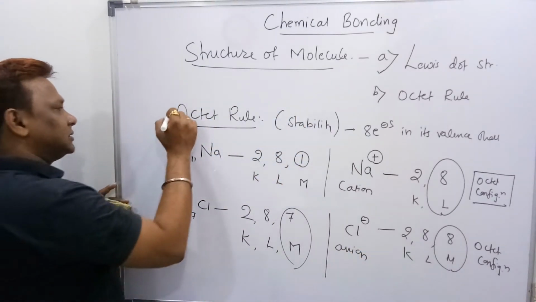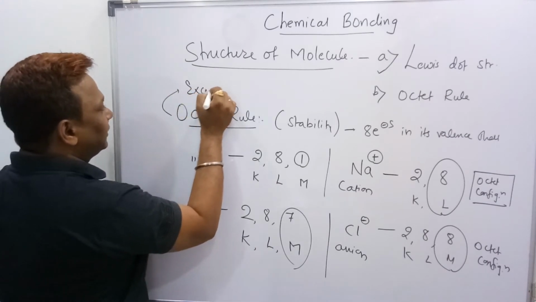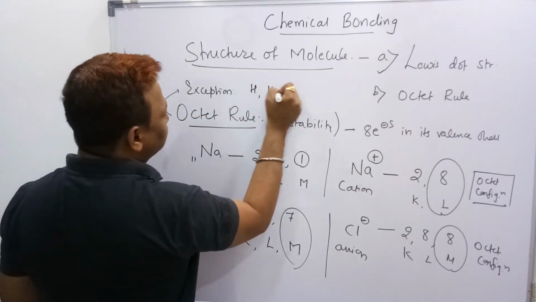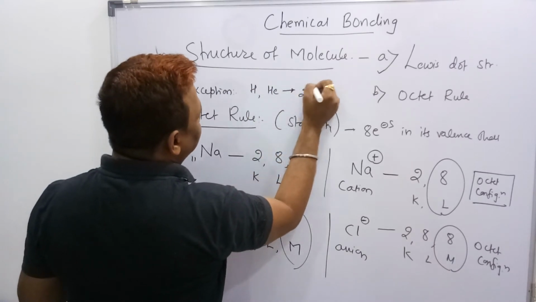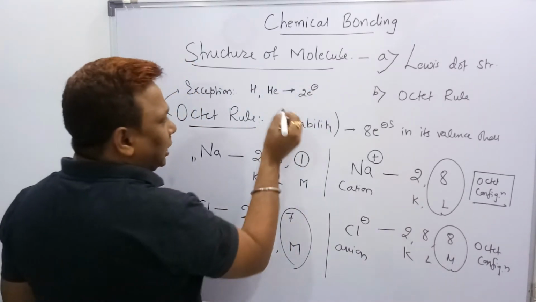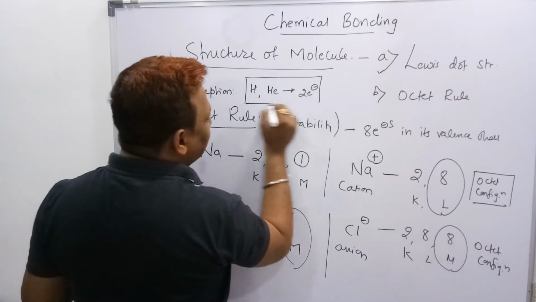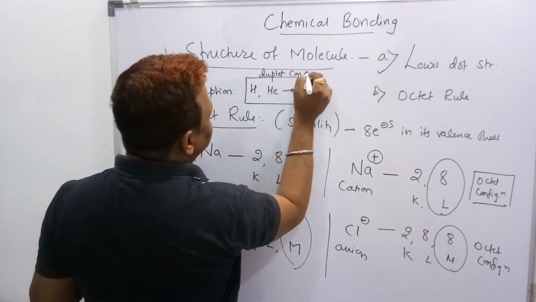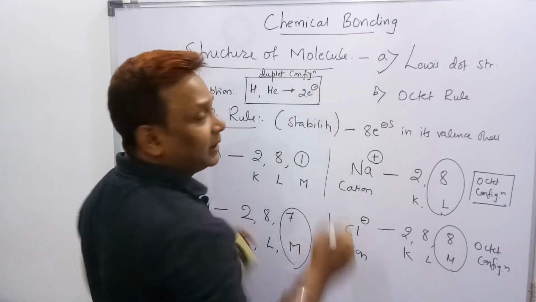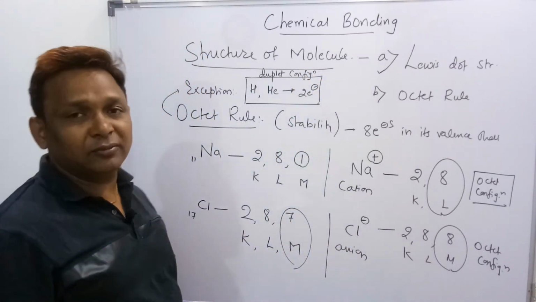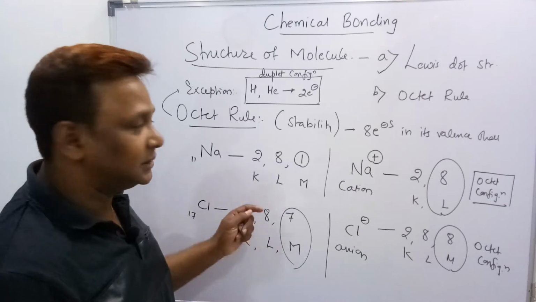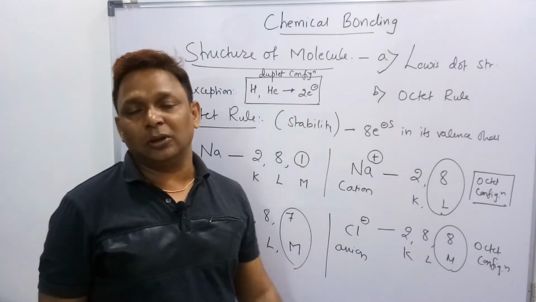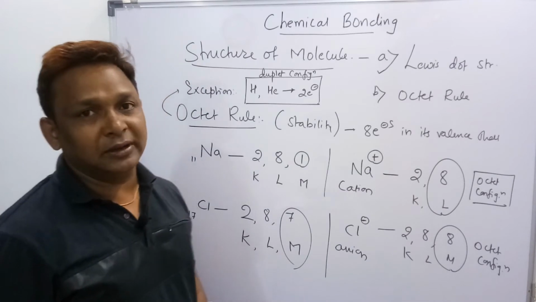But in this octet rule some exceptions are there that we should remember, and these exceptions can be seen only for these two elements. Hydrogen and helium are getting the stability by having 2 electrons in the valence shell, and that will be called as what? Duplet configuration. So hydrogen and helium are getting the stability by having a duplet configuration, meaning they should have only 2 electrons in the valence shell for getting the stability. Other than that, all remaining elements have an octet electronic configuration, having 8 electrons in the valence shell.